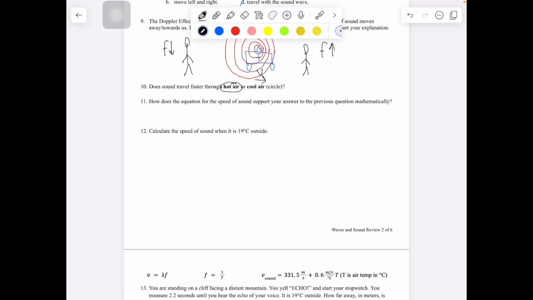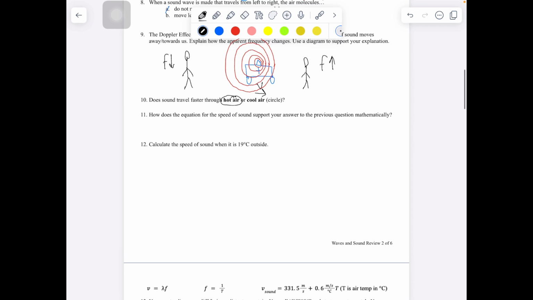How does the equation for the speed of sound support your answer to the previous question mathematically?